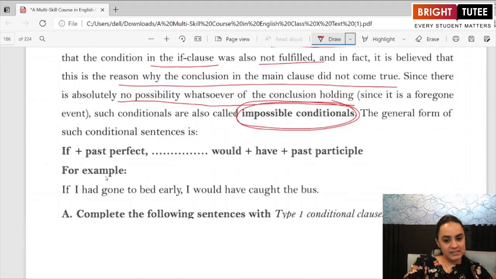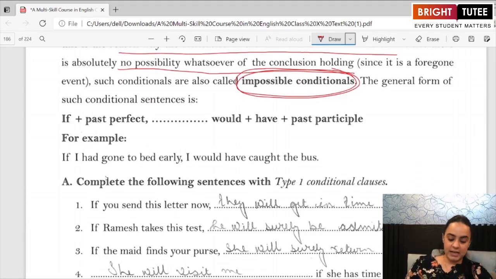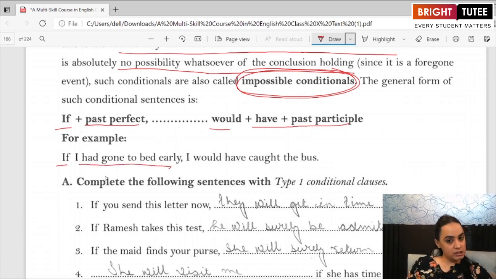What is the basic structure of such conditionals? If plus the past perfect plus would, have, and the past participle. For example, if I had gone to bed early, I would have caught the bus. This did not happen because you did not go to bed early and so you could not get the bus.